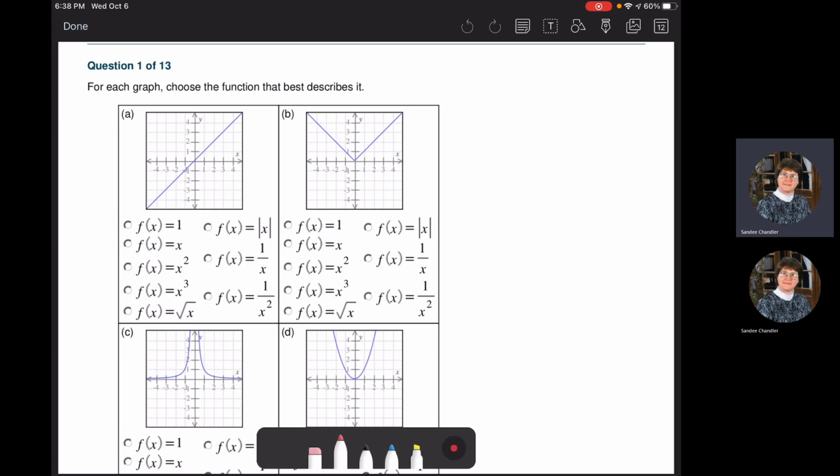So in A here, we have a straight line and the slope is positive. So that is our f of x equals x. B is a v. The v is the absolute value function.